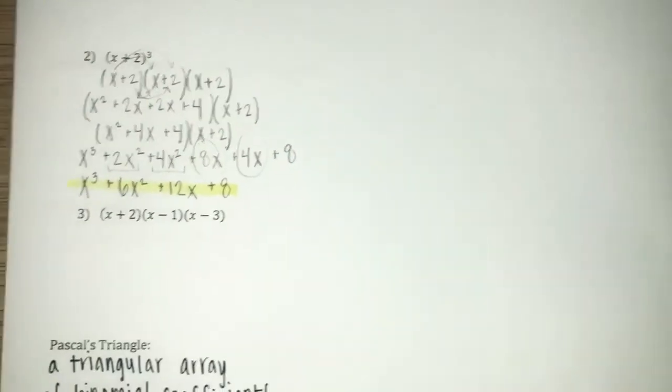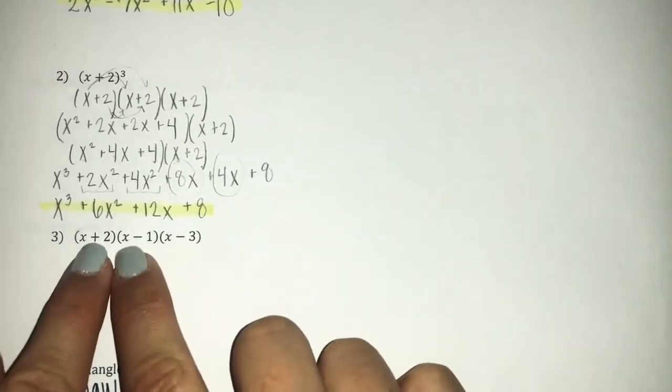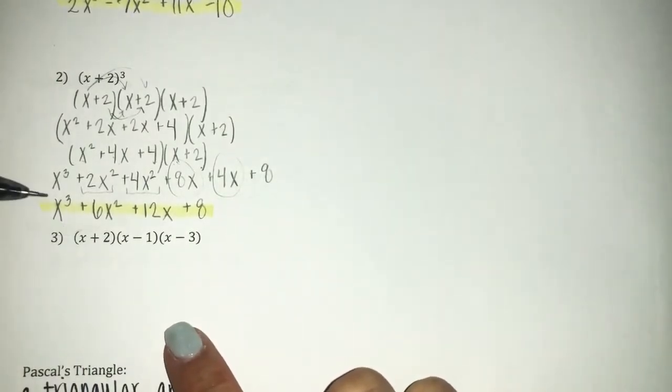And then for 3, x plus 2 times x minus 1 times x minus 3. So same thing as up here. We have to pick two binomials to FOIL, and then we can multiply it by the third. So I'm just going to focus on x plus 2 and x minus 1.